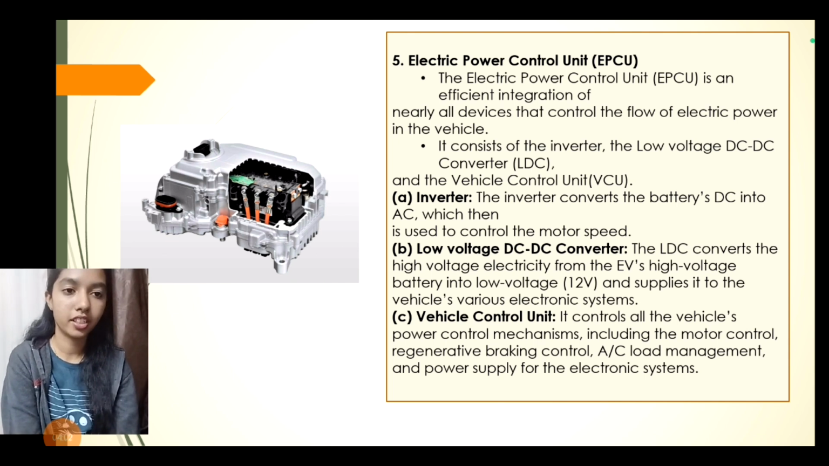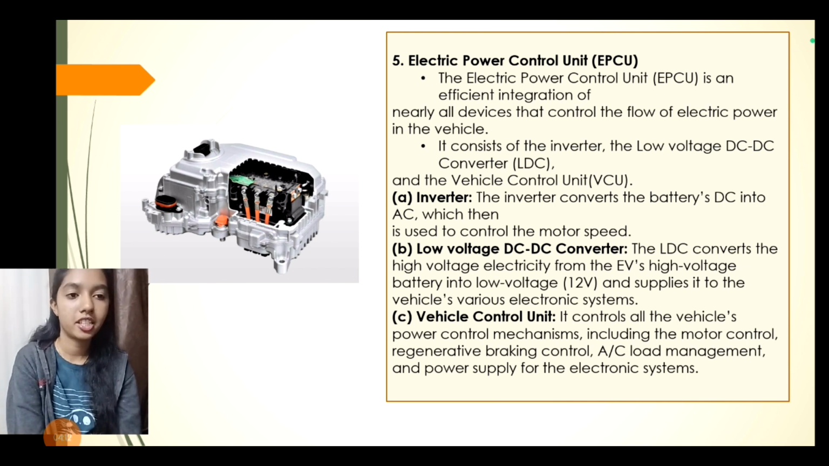Vehicle control unit. It controls all the vehicle's power control mechanisms, including the motor control, regenerative braking control, ARC load management, and power supply for the electronic systems.